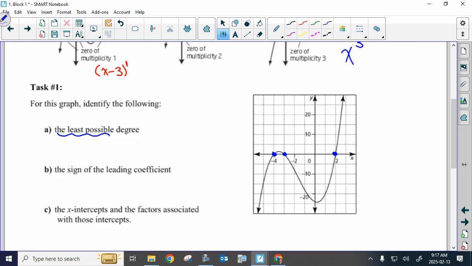Just from your multiplicities, if this is multiplicity of 1, this is multiplicity of 1, and this is multiplicity of 1, I just want you guys to add your multiplicities to get your degree. So this is going to be degree 3.